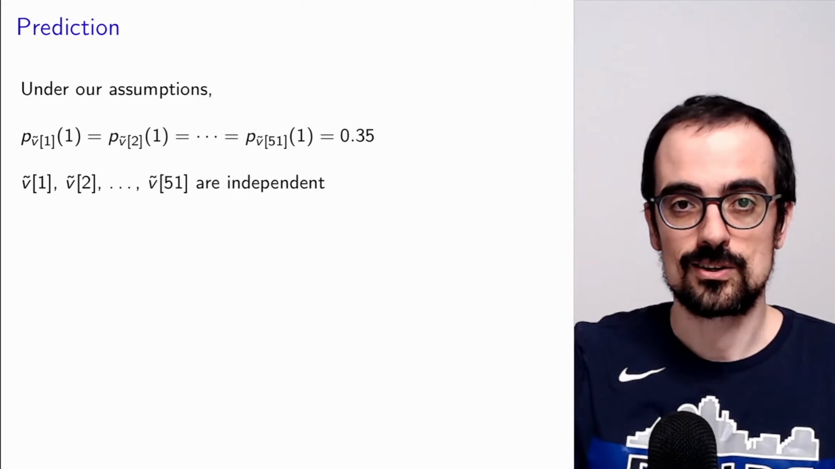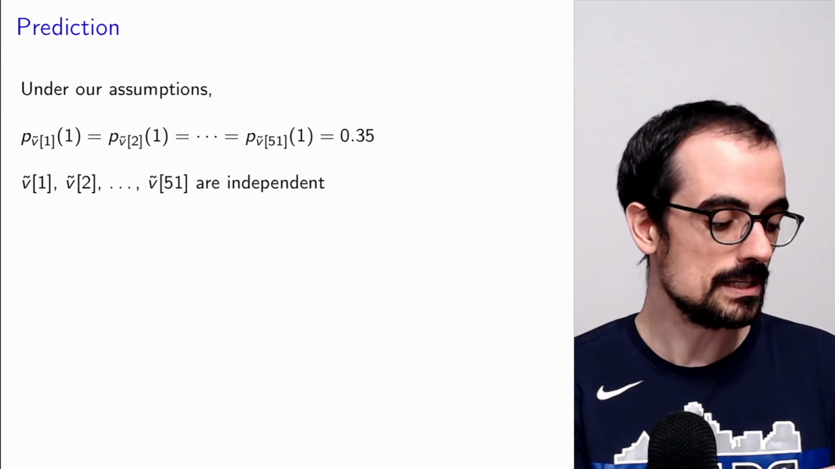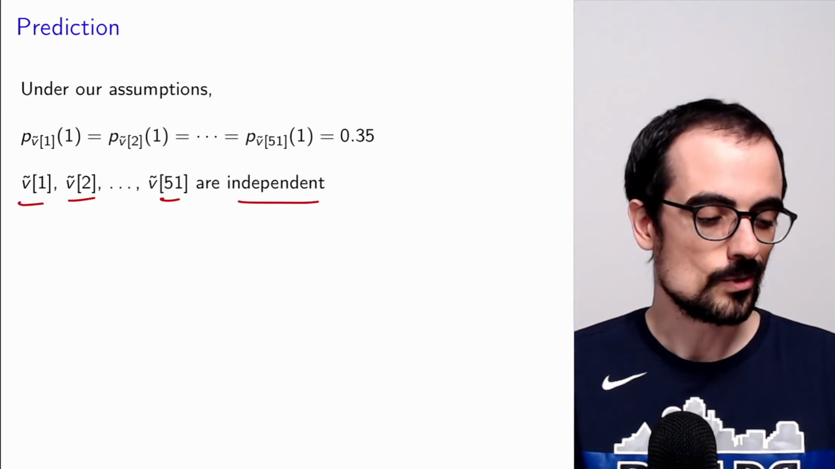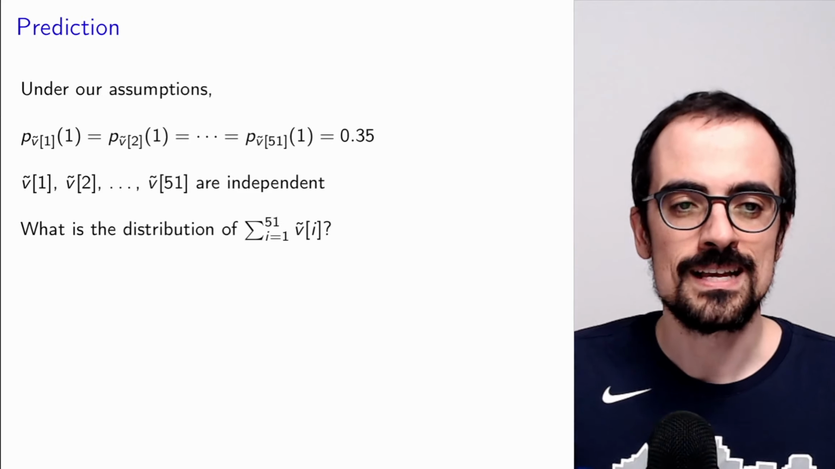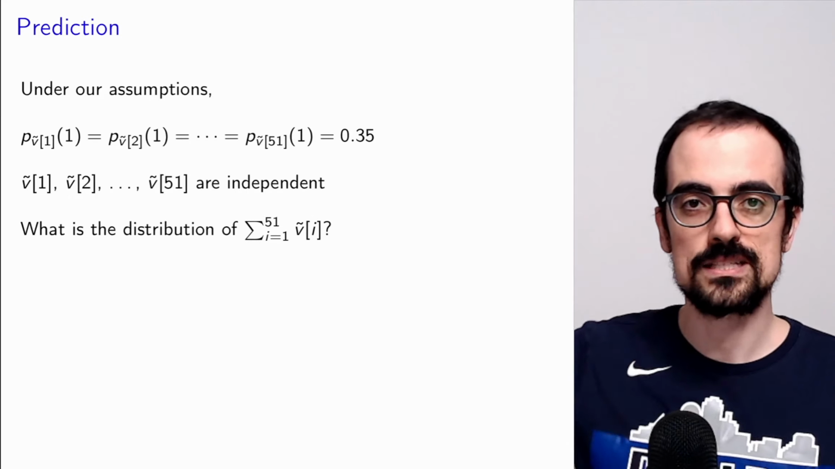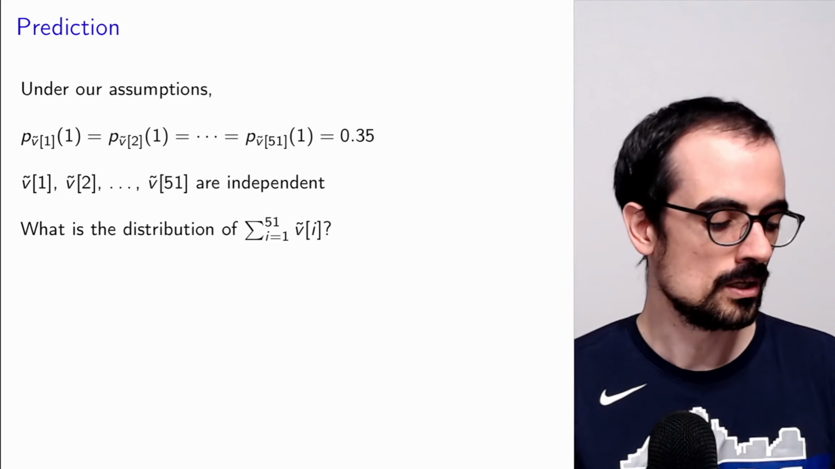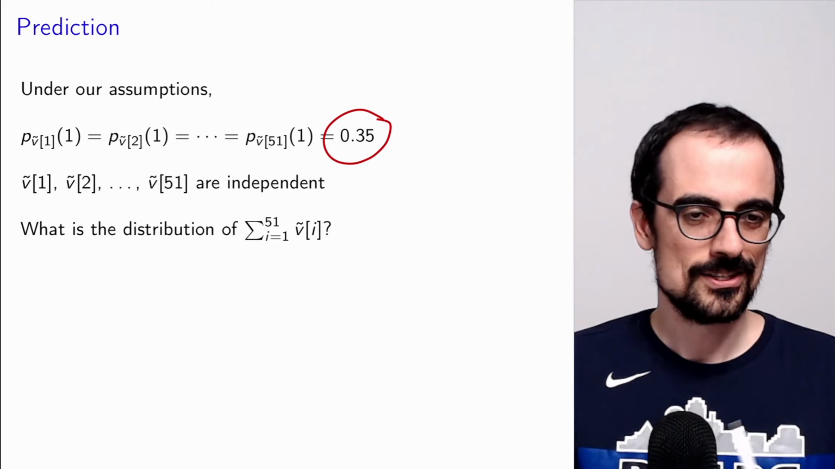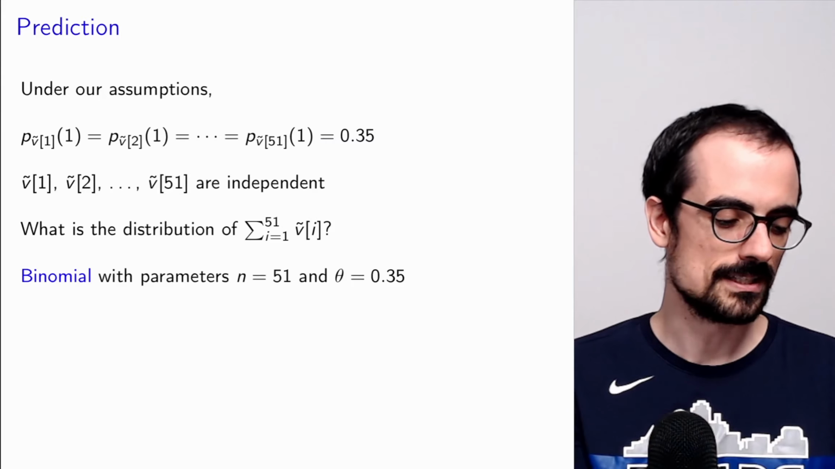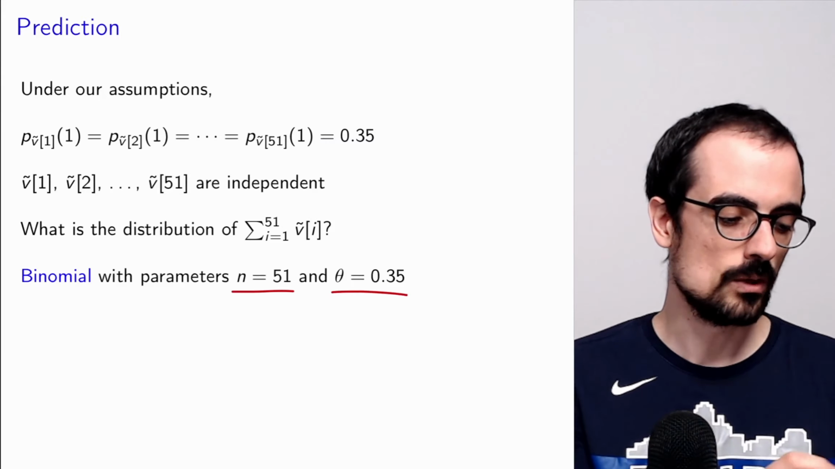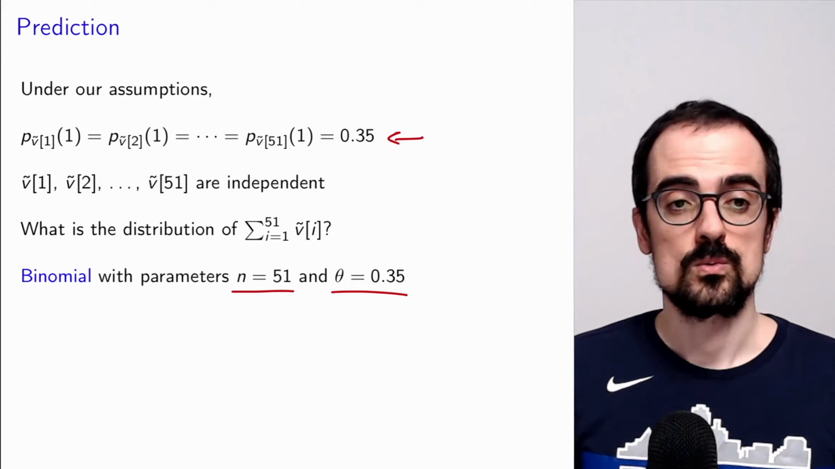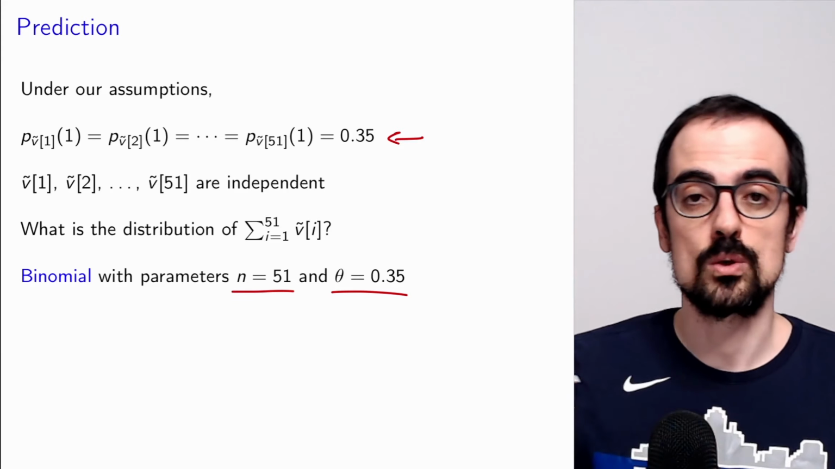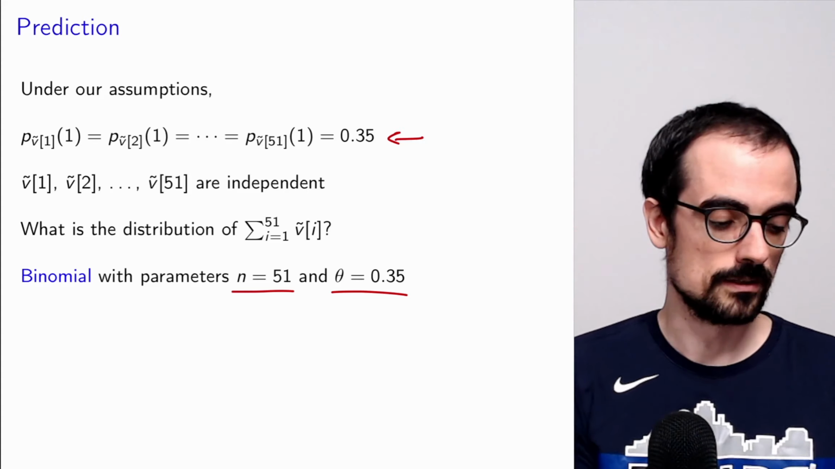So an immediate consequence is that the probability that they win in each of the states is also independent, just by our assumptions. So now, what is the distribution of the number of ones that we're going to see in these 51 Bernoulli random variables with this parameter 0.35? Just a binomial, right? So this is a binomial with parameters n equals 51 and theta equals 0.35. So now we just sum all the probabilities from this binomial being equal to 26 up to 51, right?